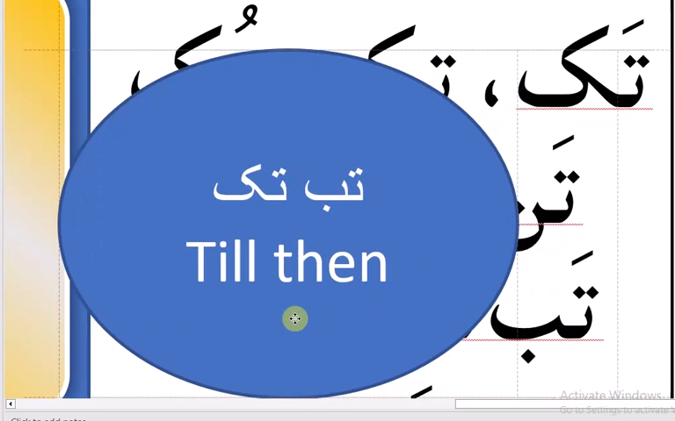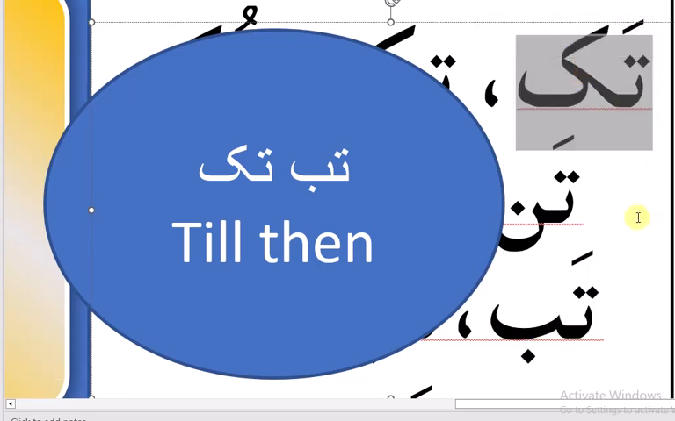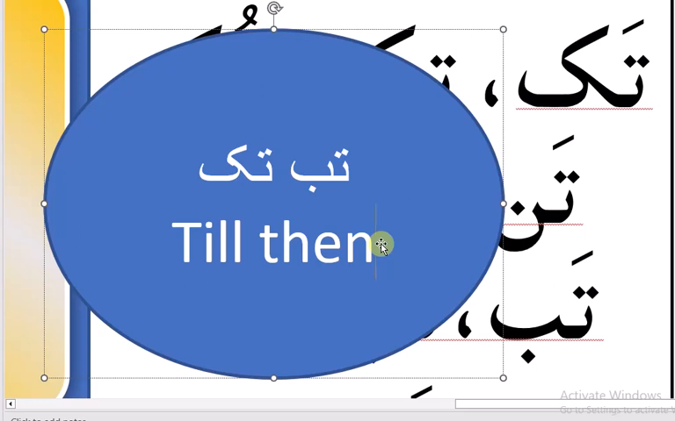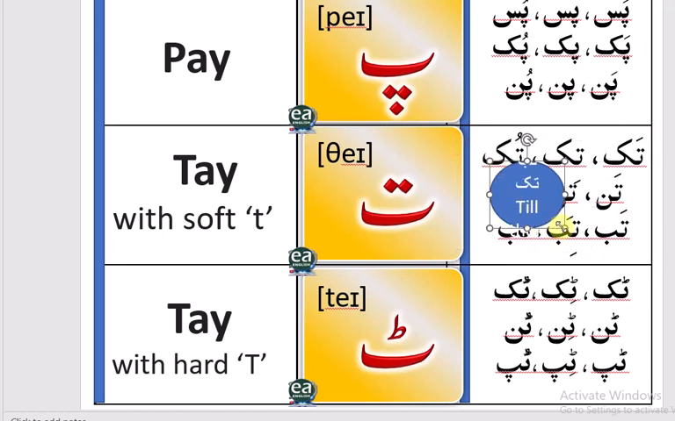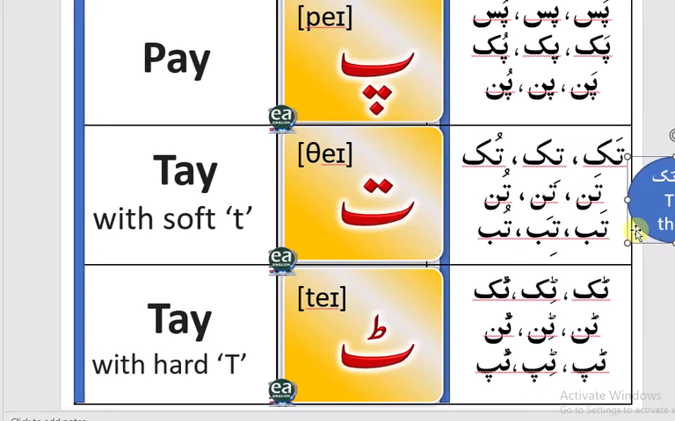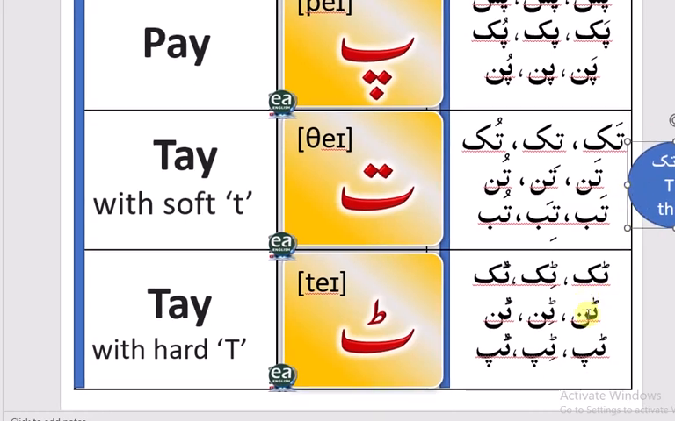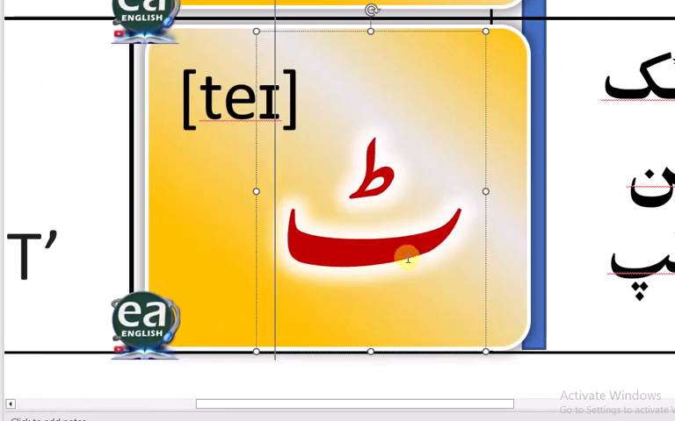Children, this is tab. That is tak. Tab tak. Tab tak means till then. Now, let's use the cousin of te, that is te.